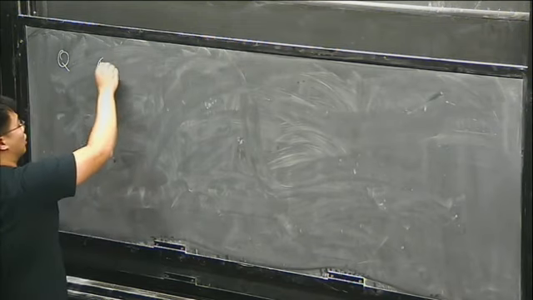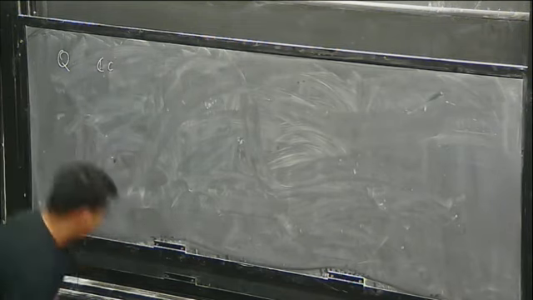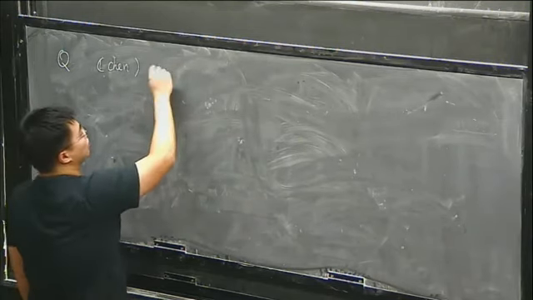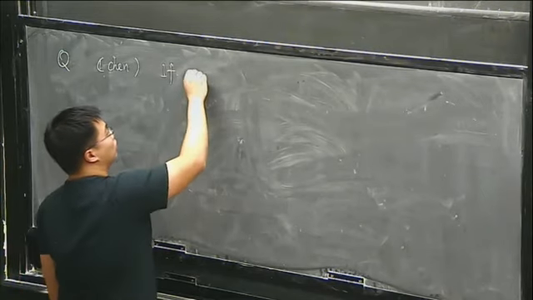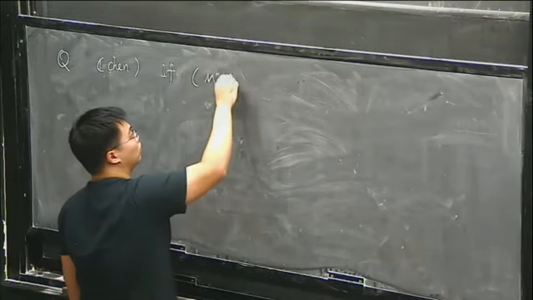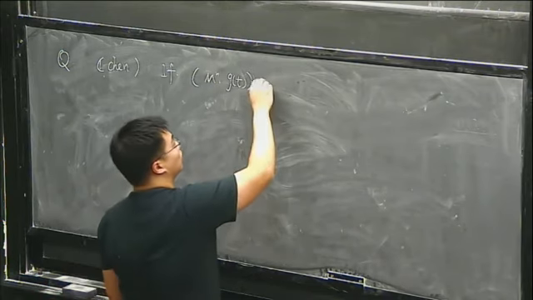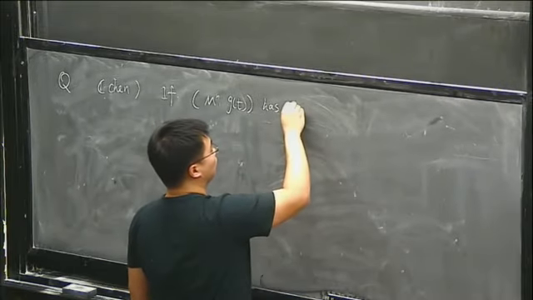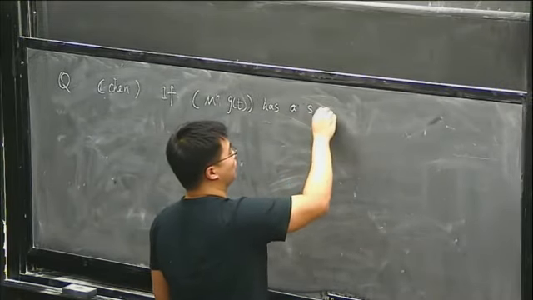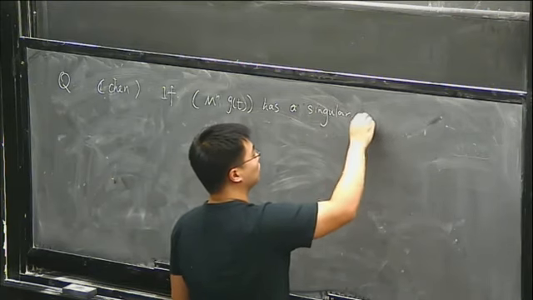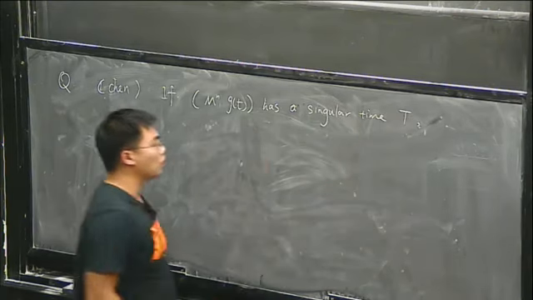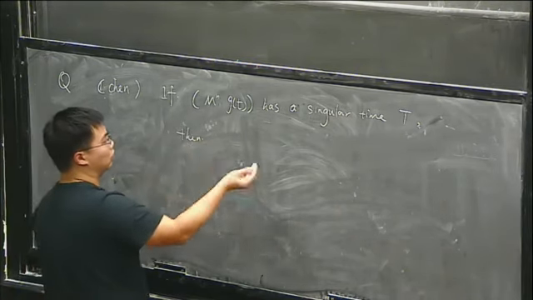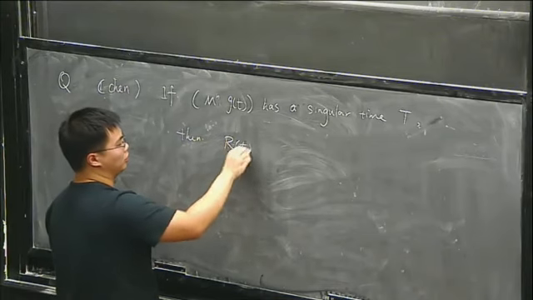This is a conjecture made by Professor Chen, and he says that if the Ricci flow has a singular time t, then the scalar curvature will blow up. So R will blow up at time t.